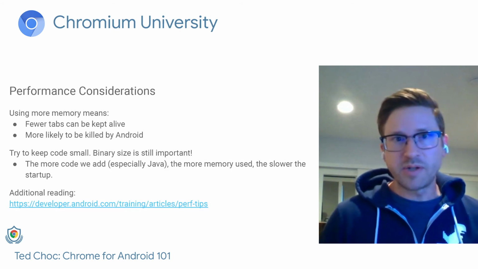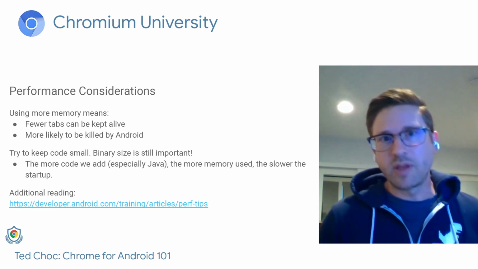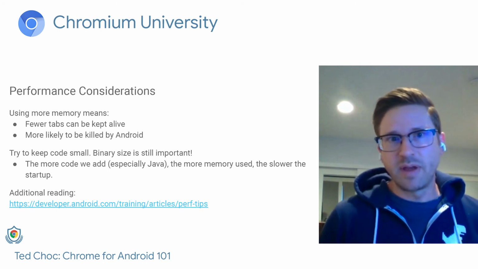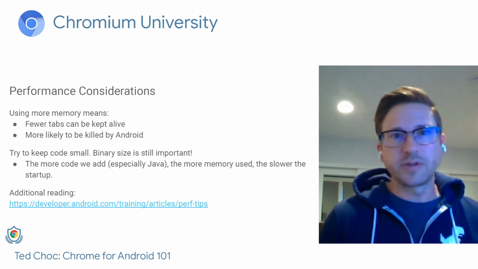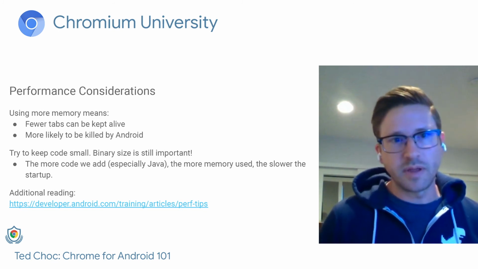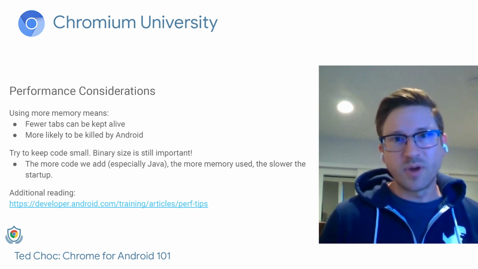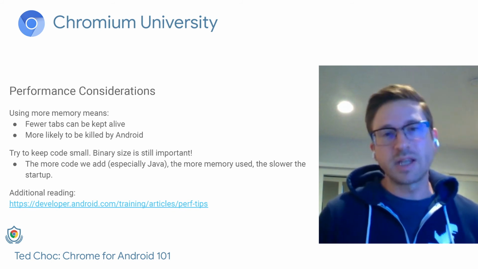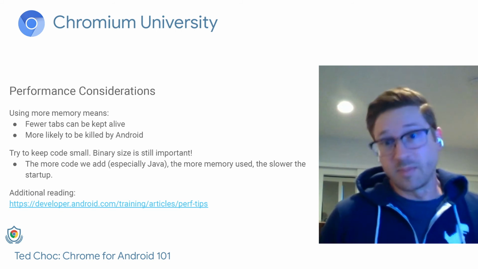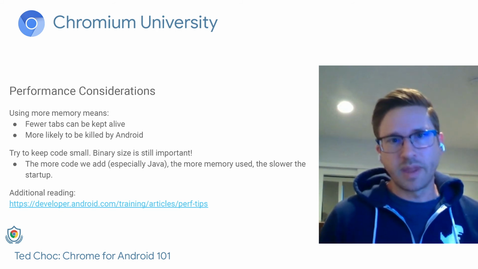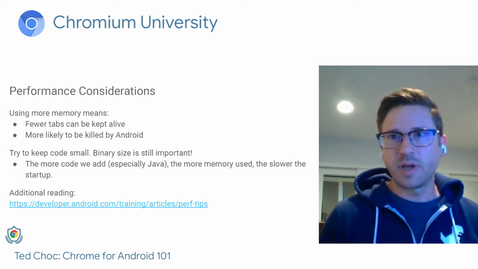Some performance considerations, as I mentioned, using more memory means we have fewer tabs alive. So we're more likely to be killed by Android. So use memory when you need it, when the user's interacting with your feature, and then clear it aggressively. Try to keep the code small. Binary size is important, not as critically as it once was, but it's still very important. The more Java code we add, it means more memory, and the slower the startup. And read this Android tip for more perf tips.